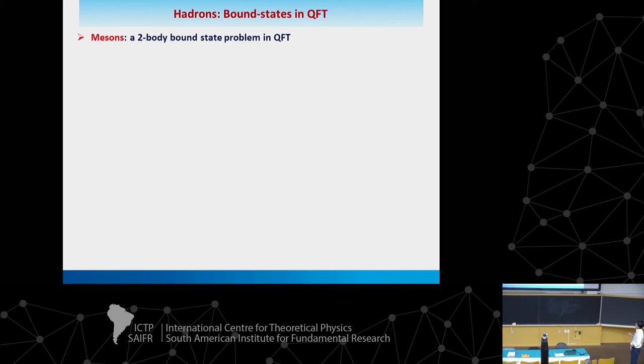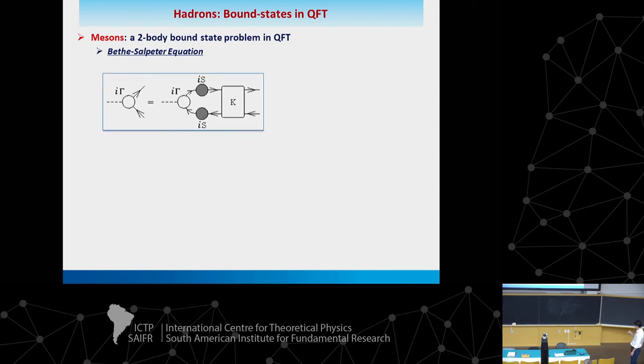Well, we know that hadrons are bound states in quantum field theory. Hadrons include mesons. A meson is a two-body bound state problem in quantum field theory, so we need the corresponding bound state equation, the Bethe-Salpeter equation. It is the famous diagram of the Bethe-Salpeter equation, where K is the fully amplitude two-particle irreducible quark-antiquark scattering kernel, Gamma is the meson's Bethe-Salpeter amplitude, and the black circle represents the quark propagator.